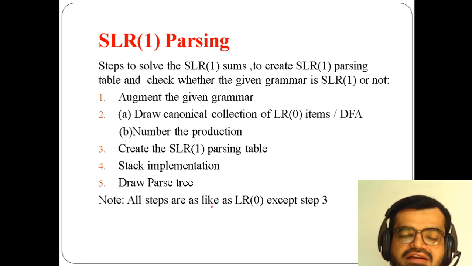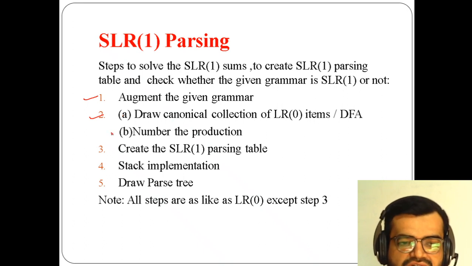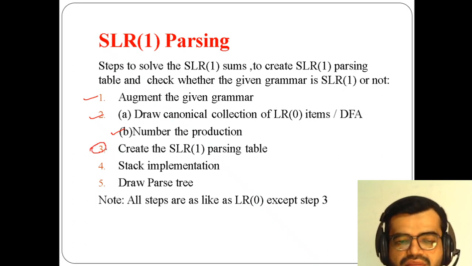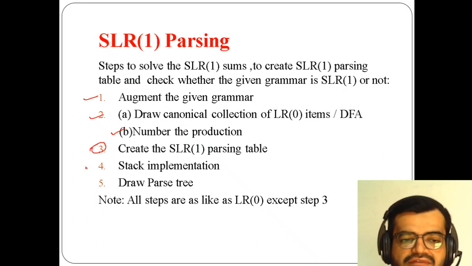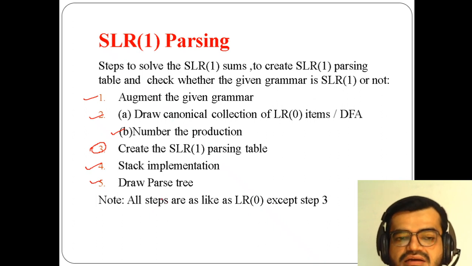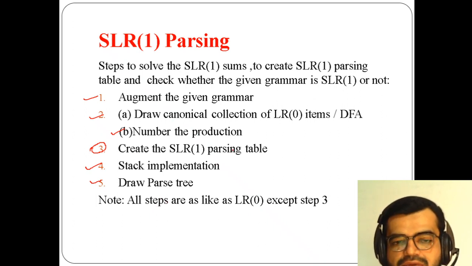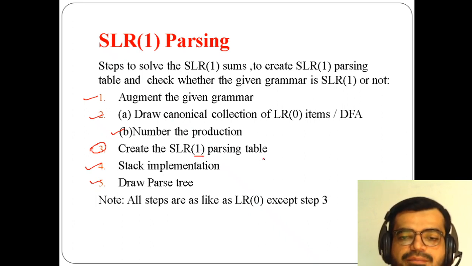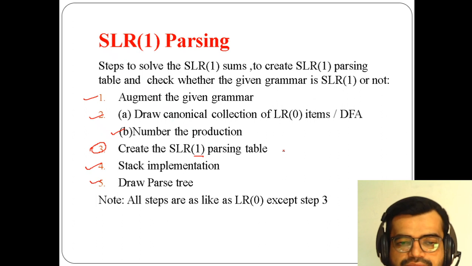So that's why I said that in SLR(1) parsing the first step is the same, and the second step, even 2B, is also the same as in the previous LR(0), but only the third step varies. You can have the same stack implementation and you can draw the parse tree also. So the difference is actually in the parsing table. That is the only thing you need to remember, because it uses the lookahead symbol with the help of the follow set operation.